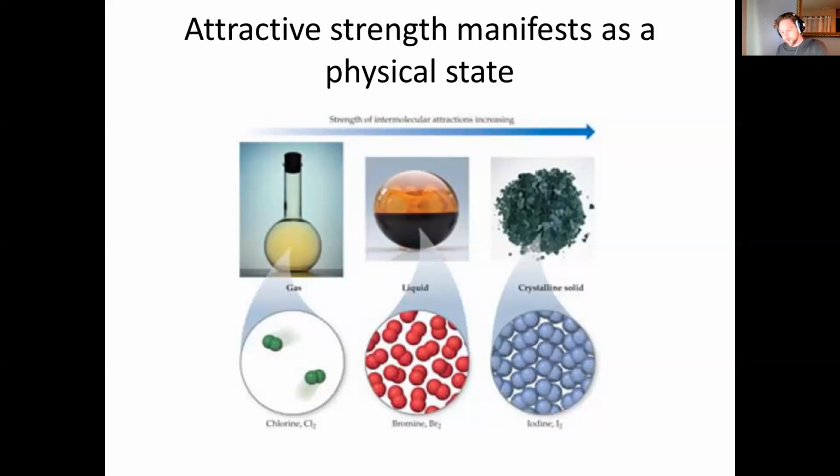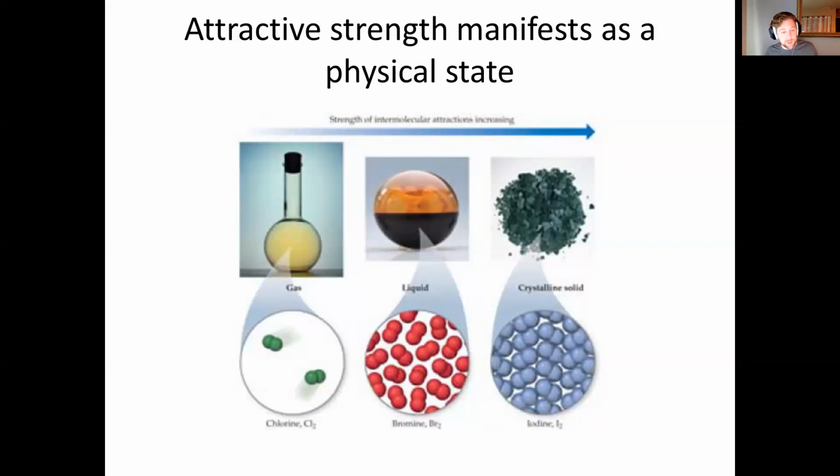So what we're going to do next is use the physical state of a substance to make predictions about whether substance A has stronger attractive forces than substance B. Generally, really strong attractive forces manifest as solid state because those atoms or molecules are held together really, really tight. We're assuming constant temperature amongst all those example substances.